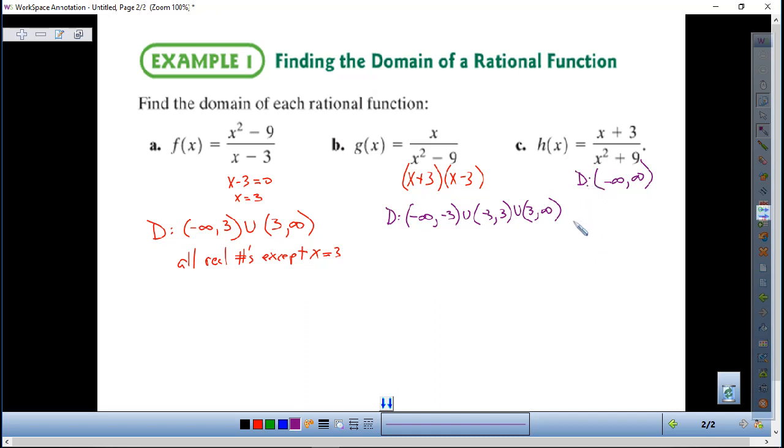Parentheses, parentheses. The reason we use parentheses with infinity is because infinity is not actually a number we can get to. Remember, the only time we use the brackets on our interval notation is when we get to a number and include it.